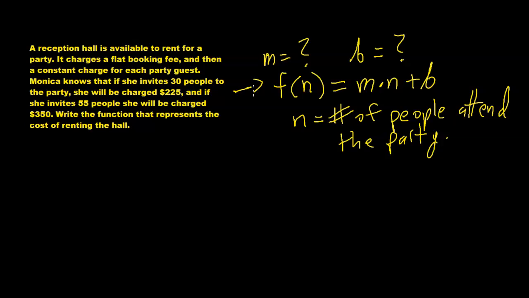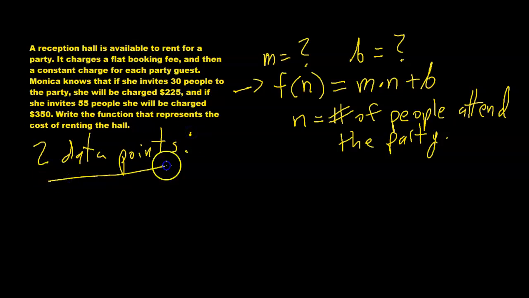Well, let's see what kind of information we can extract from what we're told. Here's what we're able to extract. We're able to extract two data points, okay? All right, let's read through and figure out if we can find those two data points. Well, we know that if she invites 30 people to the party, she will be charged $225, right?